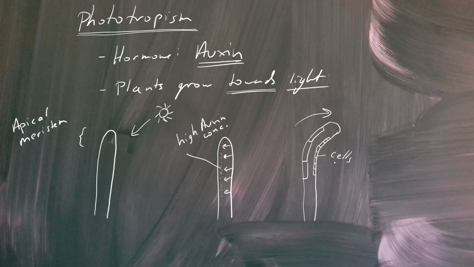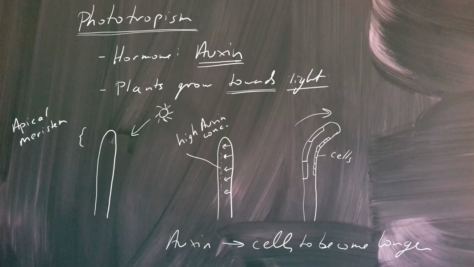So auxin causes cells to become longer. It elongates the cells. It kind of promotes growth in that sense, right? And therefore, this is possible to happen.